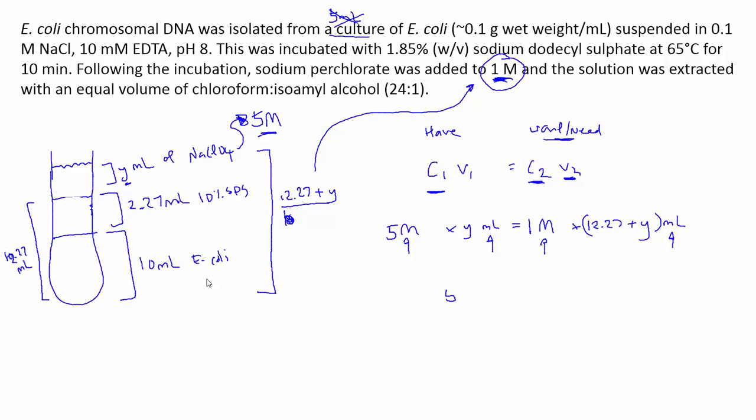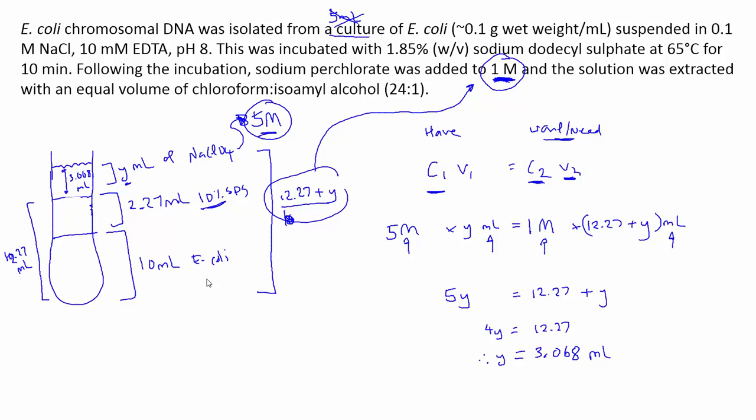Okay, so let's do a bit of algebra. This will be 5Y is equal to 12.27 plus Y, which means that 4Y is 12.27, which means that Y is equal to 3.068 approximately. Okay, so this means that using the 10% STS stock, using the same stock concentration of the sodium perchlorate, this Y means that we have to add 3.068 milliliters in order to get this final concentration of 1 molar.